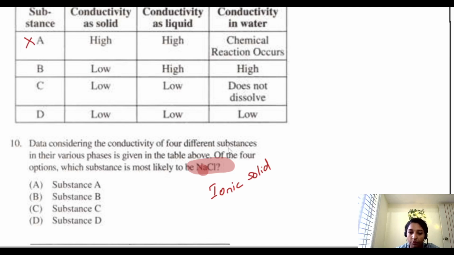Then what we studied about ionic solids: they are conductive in melted form, like in liquid form, and also conductive in solution. If they are dissociated in water, they dissociate into ions, and at that time also they will conduct electricity. So which option? B may be the correct one, isn't it? Because this one is low, so that will not be the answer. So substance B is NaCl.